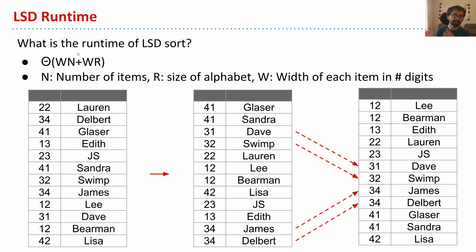You could also write it as theta of w times n plus r, same thing, but I like it better this way, and it also matches our optional textbook. So the runtime of LSD sort is just w times n plus r.